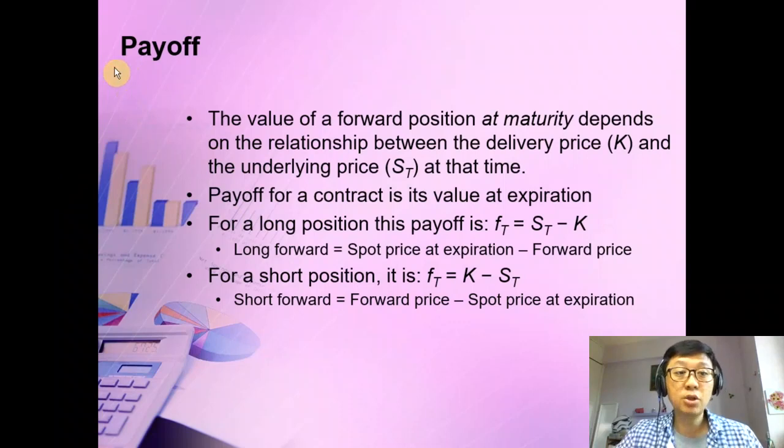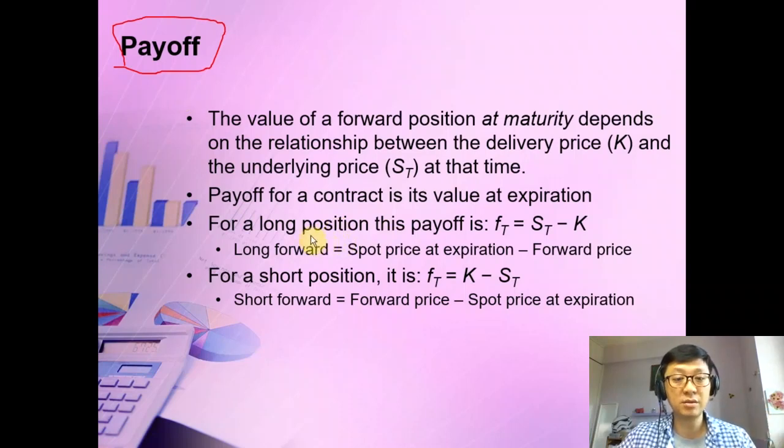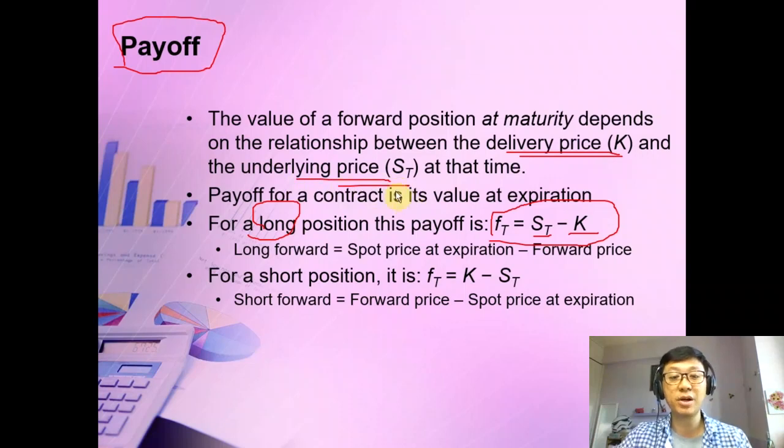Now let's take a look at the payoff graph. How do we calculate it? Last part we already saw this formula for the long position. The long position payoff is simply the spot price minus the forward price, or delivery price. This is the forward price, and this is the underlying price, which could be the spot price. So spot price minus forward price gives you the long forward payoff.